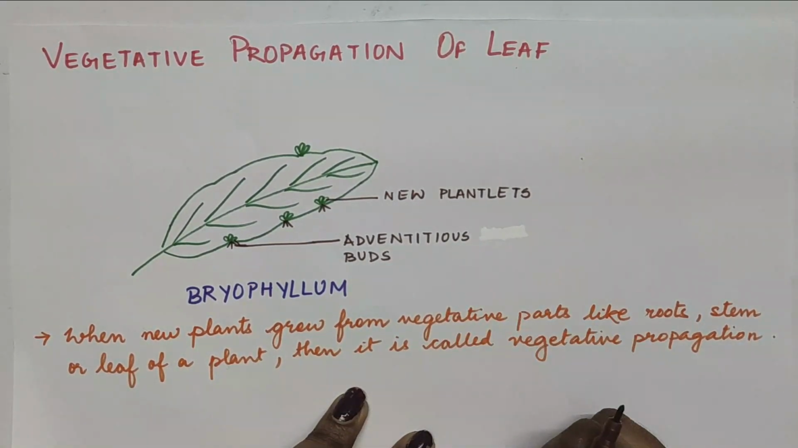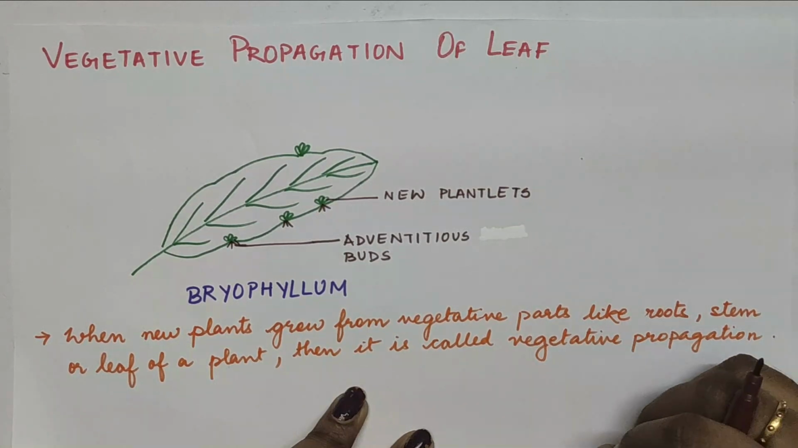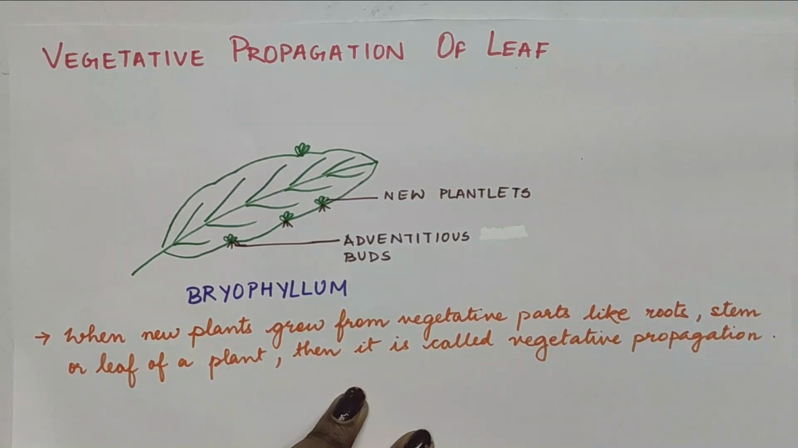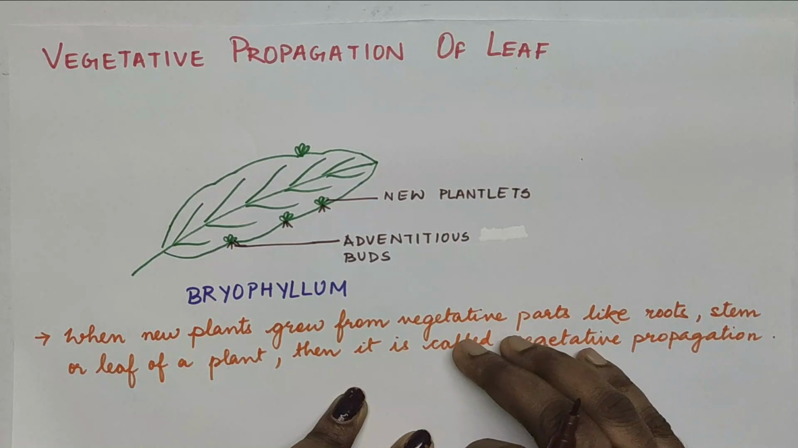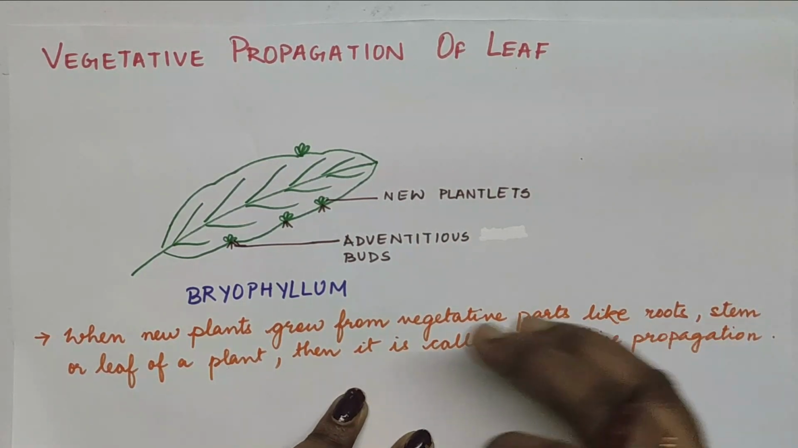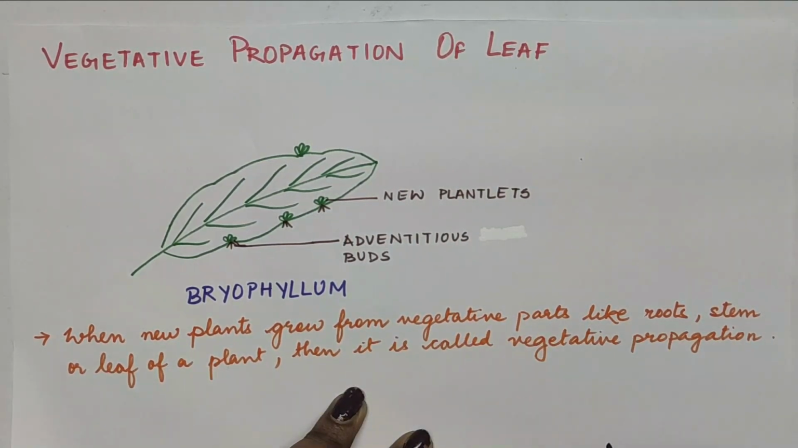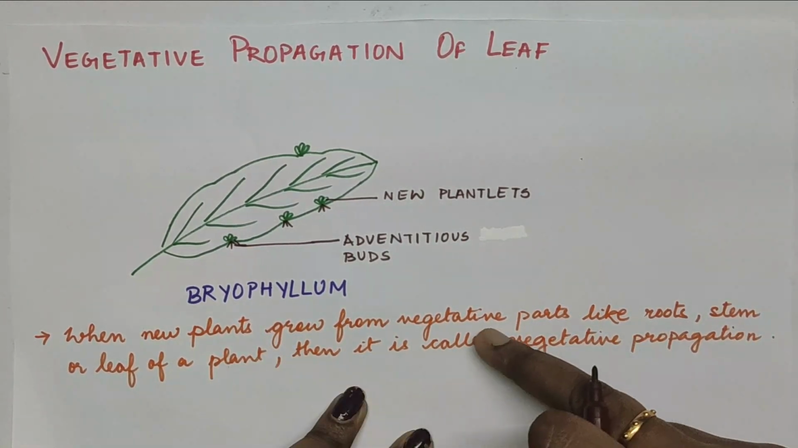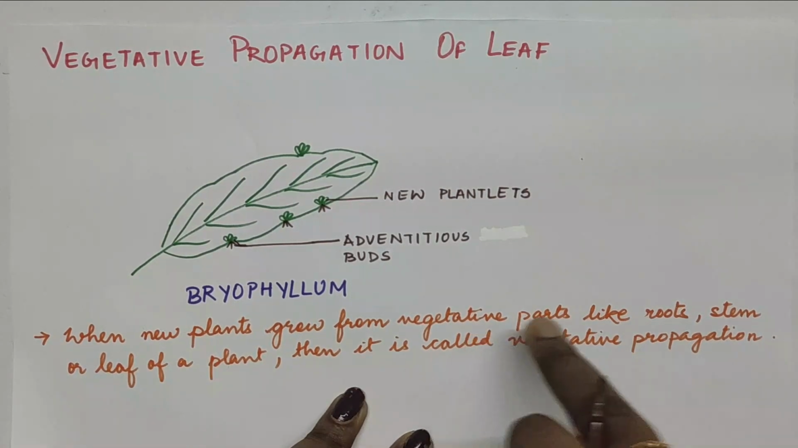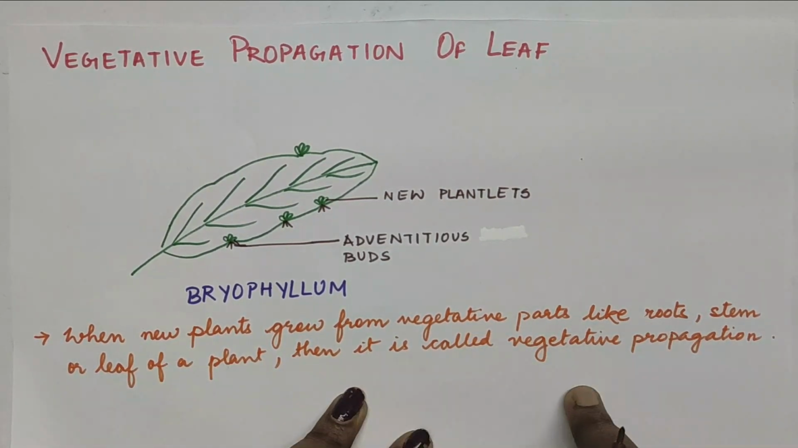So what is vegetative propagation? You might have seen that some plants don't have seeds, or the seeds don't produce plants from them. They are not very good quality, or they don't have the ability to produce the plant. So for those plants, some vegetative parts like the root, stem and the leaf act as a source for the new plant generation. So when a new plant grows from a vegetative part of a plant like root, stem, leaf, then we are calling it vegetative propagation.